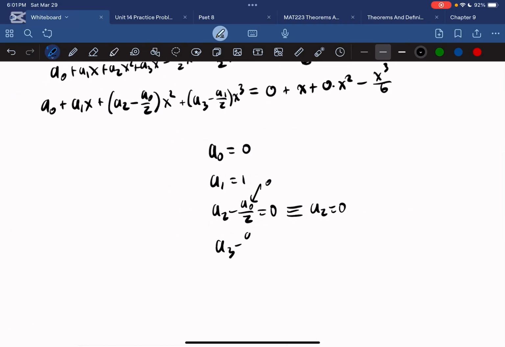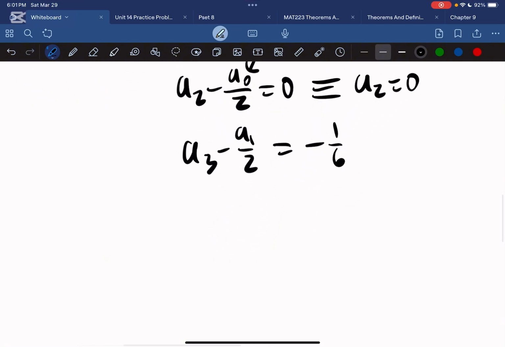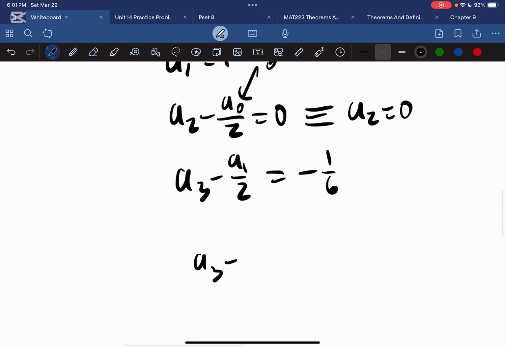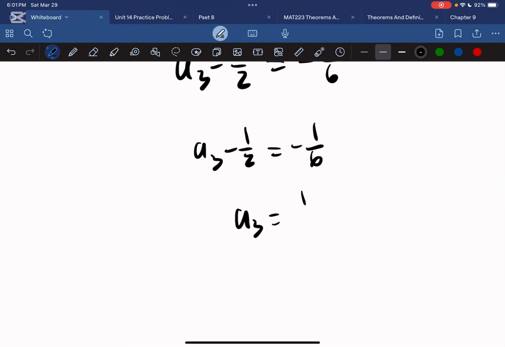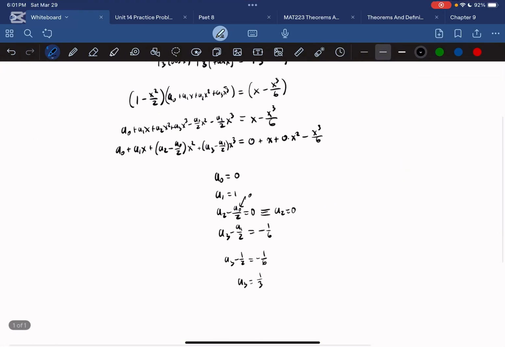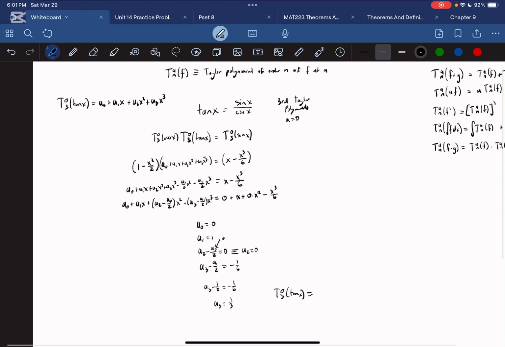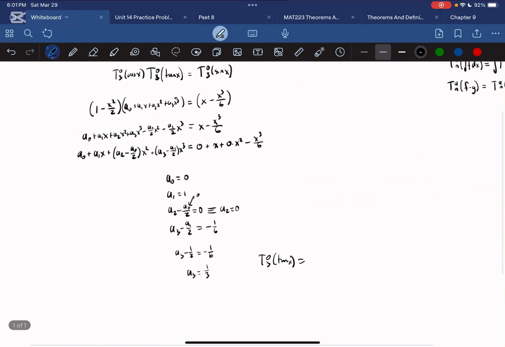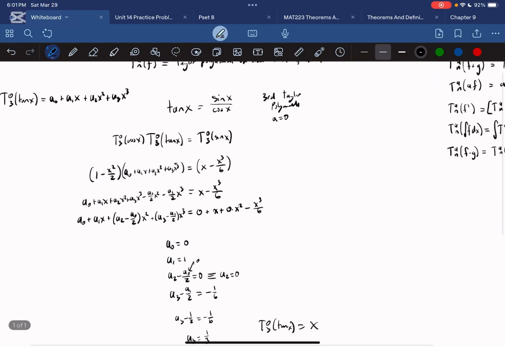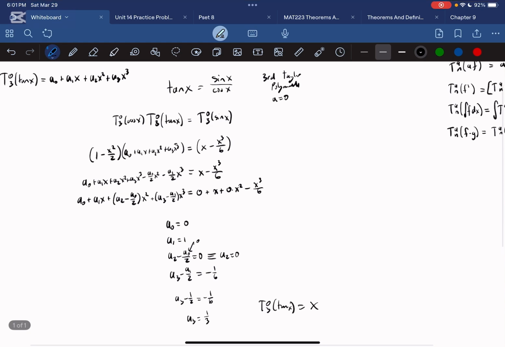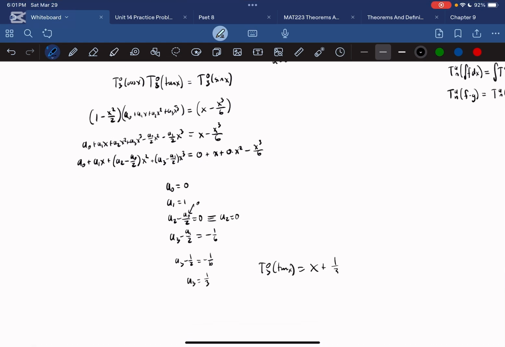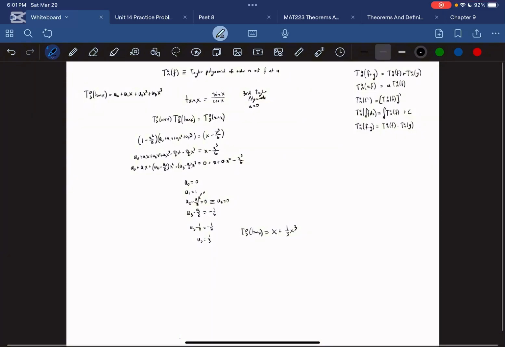And then a3 minus a1 over 2 has to equal negative 1 over 6, right? And this one, we know a1 is 1, right? So we have a3 minus 1/2 is equal to negative 1 over 6, right? And then we have a3 is equal to 1/3, right? And now, boom, we have all the variables we need for our Taylor polynomial. Therefore, we know the Taylor polynomial of tan x is equal to a0 is 0, right? So we don't write a0. a1 is 1, so we have x. a2 is 0, right? But then a3 is 1/3, so we have plus 1 over 3 x cubed. And that's how you do it. Boom, done.